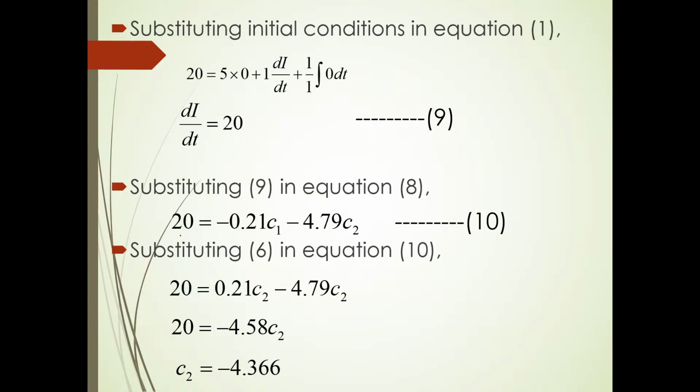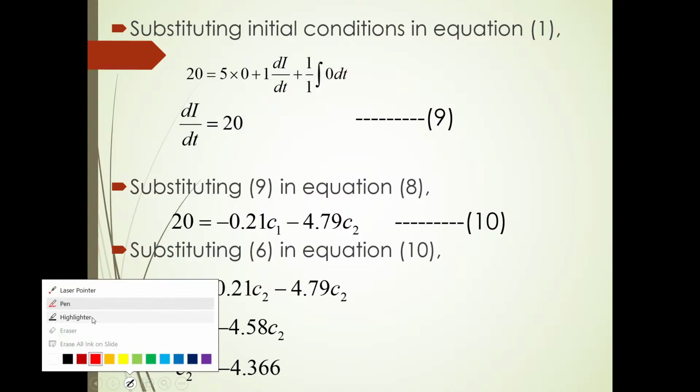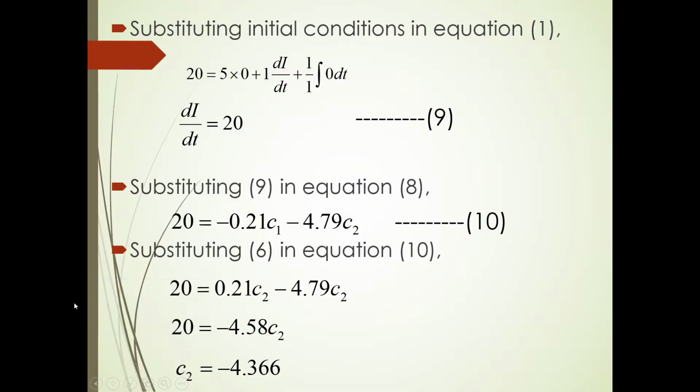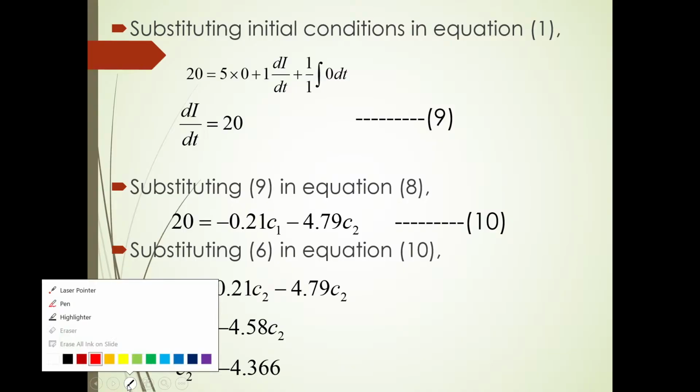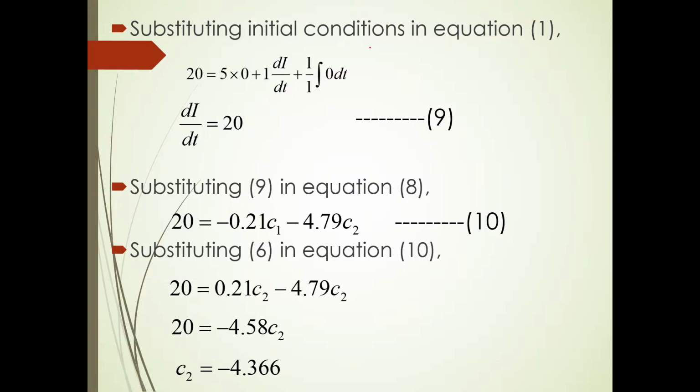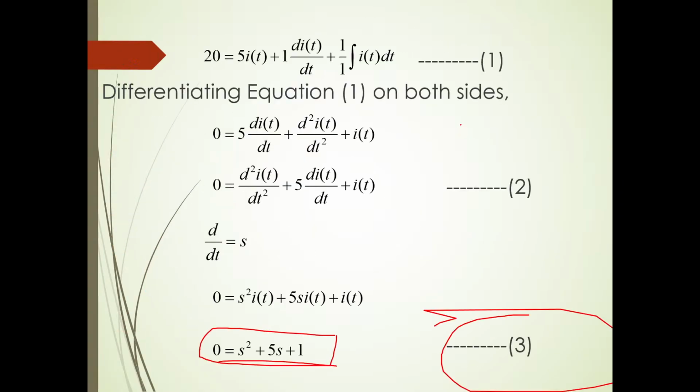Okay, now let us go back to our first expression. What is the first expression? Equation 1. What is our equation 1? Equation 1 is the equation that we have got by applying KVL to the given circuit. I will show you equation 1. This is our equation 1. Here, this equation we have got by applying KVL to the given circuit.